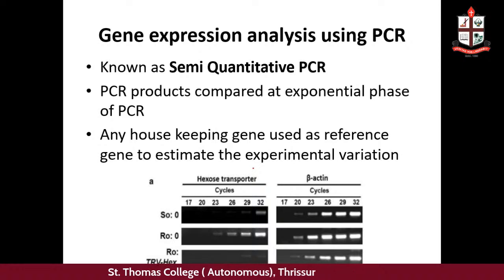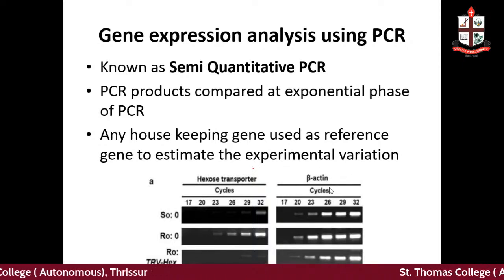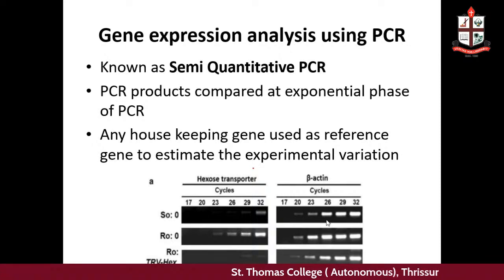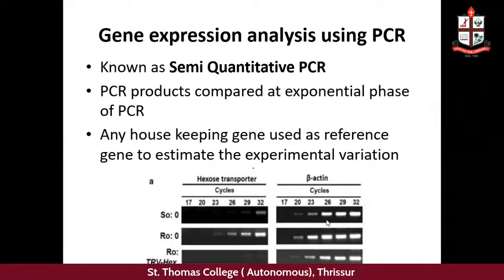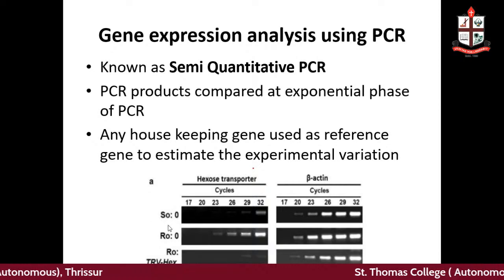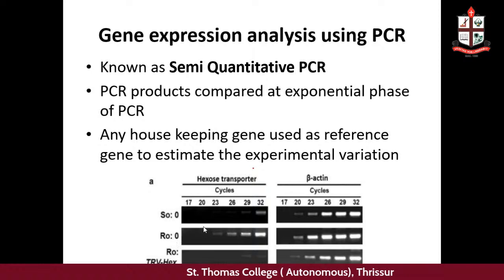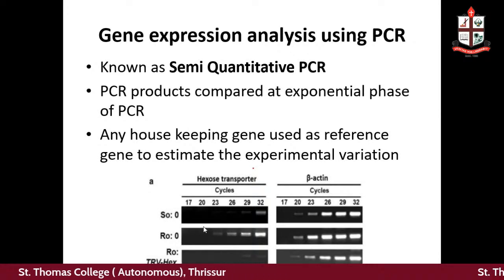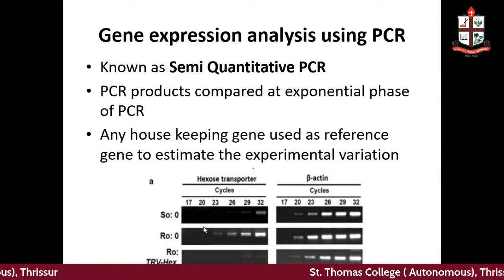So in order to avoid those errors, we use a reference gene, and a reference gene should be a gene which is known to be stable with these treatments. Whatever these treatments may be, that is S0 or R0, when these treatments are given, that treatment should not affect the expression of the reference gene. It should be stable. So this concept is important for real-time PCR also.